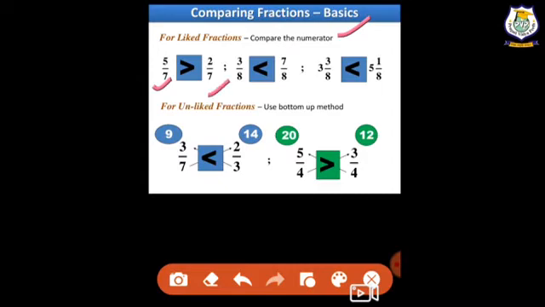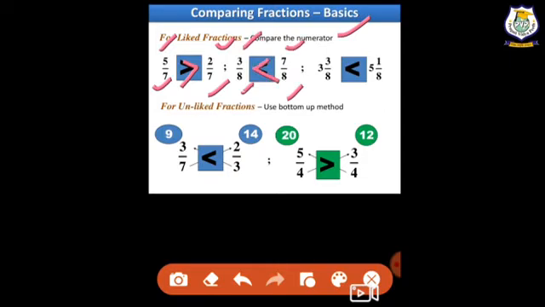Here it is 5 and it is 2. Which one is greater? 5 is greater. That's why 5 by 7 is greater than 2 by 7. In the next one, 8 and 8, both denominators are the same. So with the help of the numerator we will find out, 3 and 7. Which one is greater? 7. It means 7 by 8 is greater than 3 by 8.